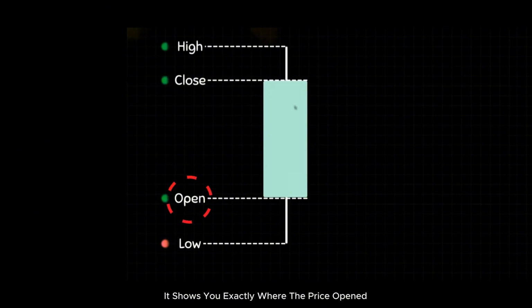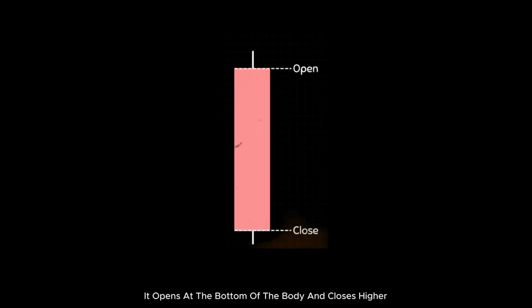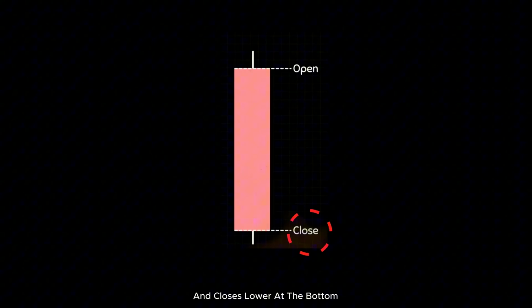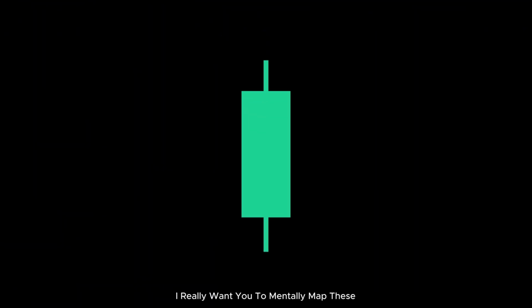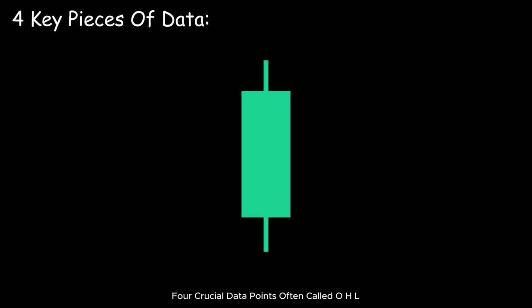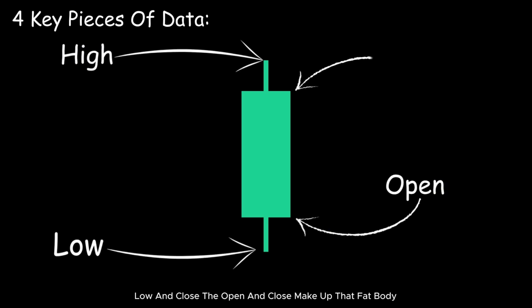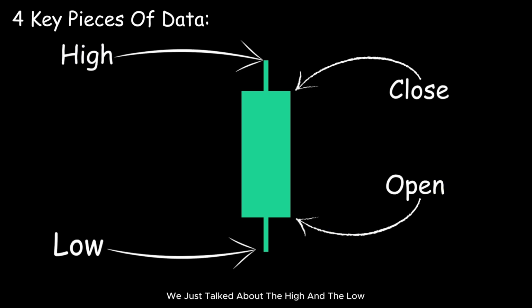Now, that fat rectangular part in the middle is called the real body. It shows you exactly where the price opened and where it closed. For a green bullish candle, it opens at the bottom of the body and closes higher at the top. For a red bearish candle, it's just flipped. It opens at the top of the body and closes lower at the bottom. I really want you to mentally map these 4 crucial data points, often called OHLC: open, high, low, and close. The open and close make up that fat body we just talked about. The high and the low are simply the absolute highest and lowest prices reached during that specific time, and they extend out beyond that fat rectangular body.